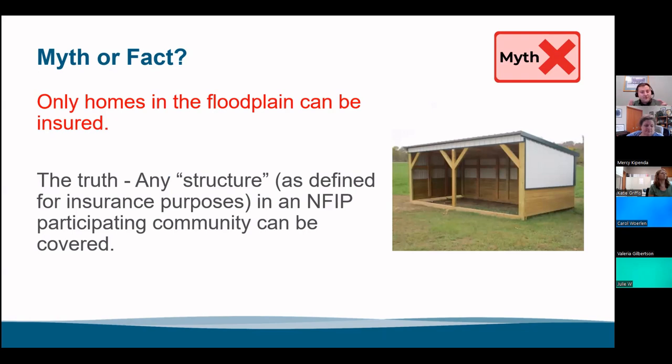Any structure qualifies, and under the insurance definition, a structure is a roofed building with 2 walls. One thing I want to point out is that this is different from the regulatory definition, which is walled and roofed, implying enclosed. So a structure under the regulatory side is different than a structure under the insurance side. They're two different definitions. But under insurance, a structure is a roofed building with at least two walls. I put this image in particular here to show that that would be an insurable structure.